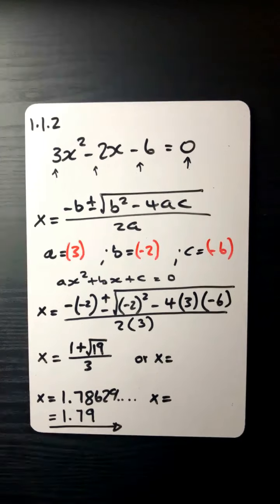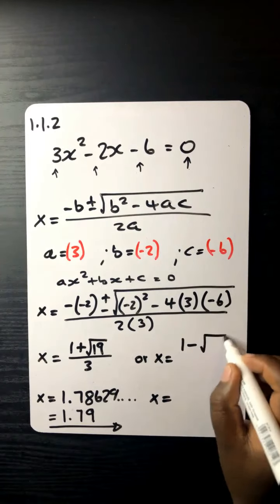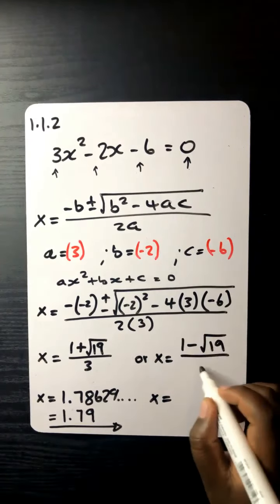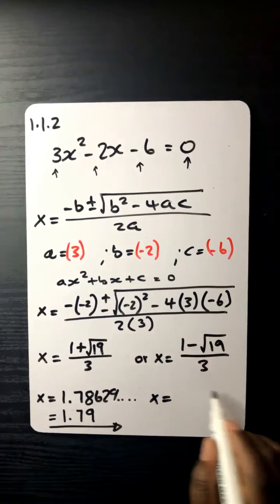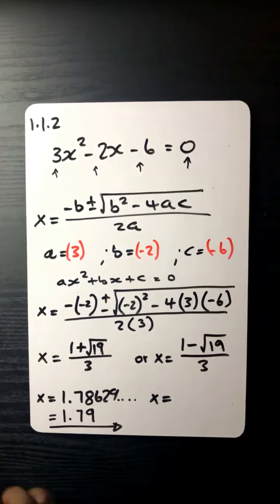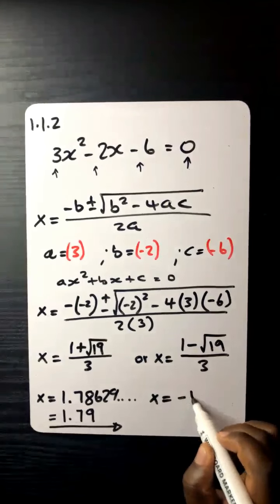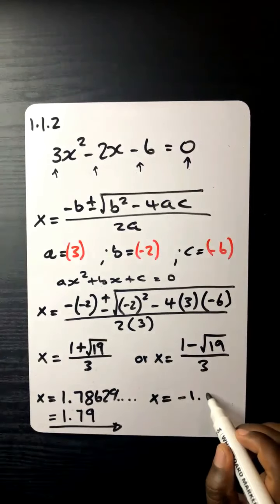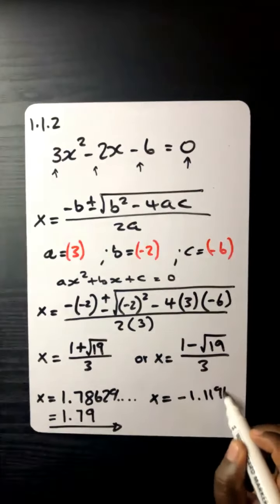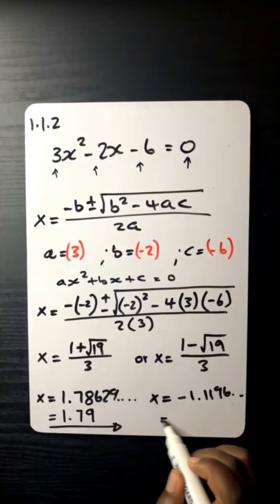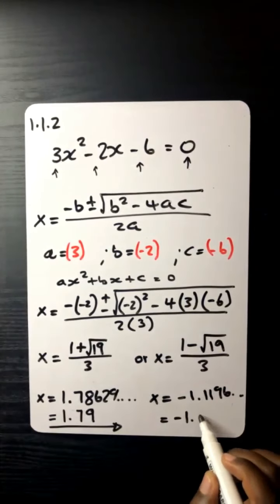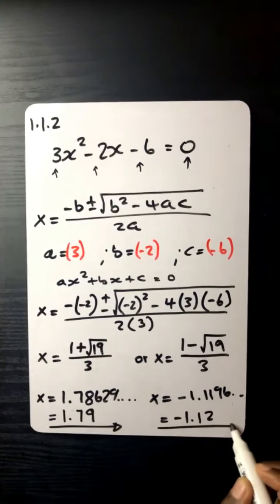What is the answer? Minus square root of 19 over 3, 9 minus that over 3. In decimal? Negative 1.12. Let's just say 1.6 blah blah blah. Then you've already rounded it to the nearest, correct to 2 decimal places, then it becomes that.